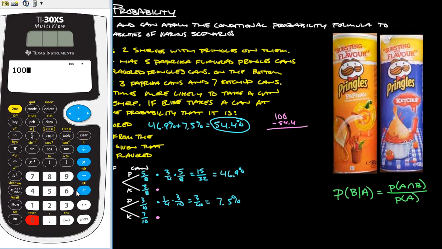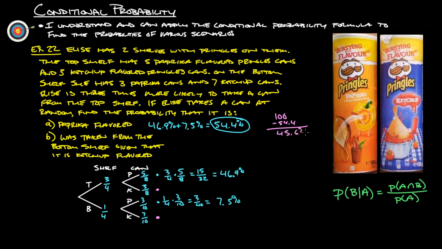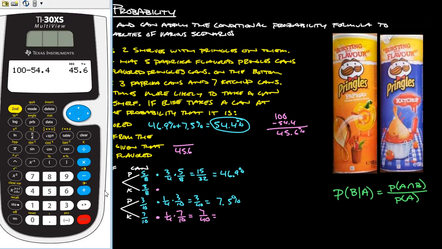So 100 minus 54.4 gives us 45.6%. So we know that there's a 45.6% chance of taking a ketchup flavored can. So what's the probability that it was from the bottom shelf? That would be this one here, so that would be 1/4 times 7/10, which is 7/40. So if we do that one, 7/40, we get 17.5.